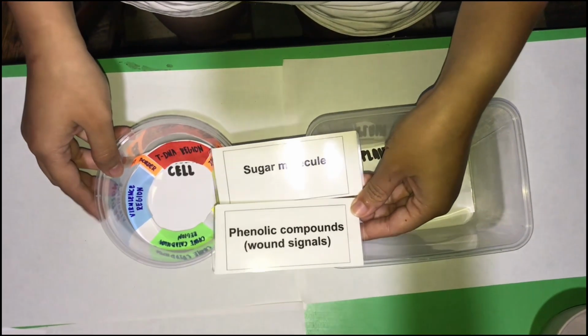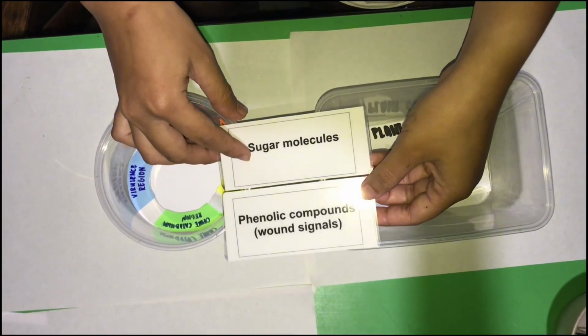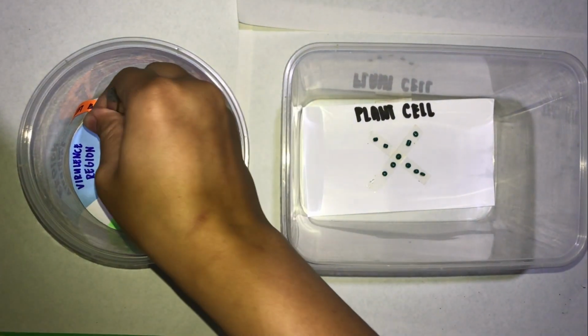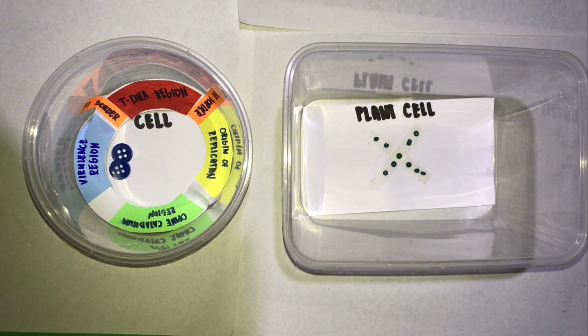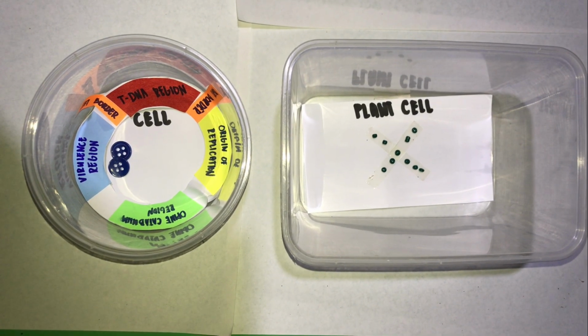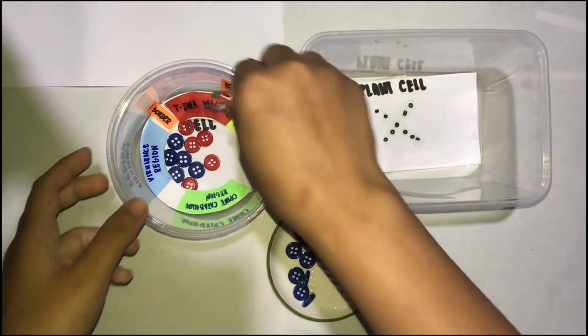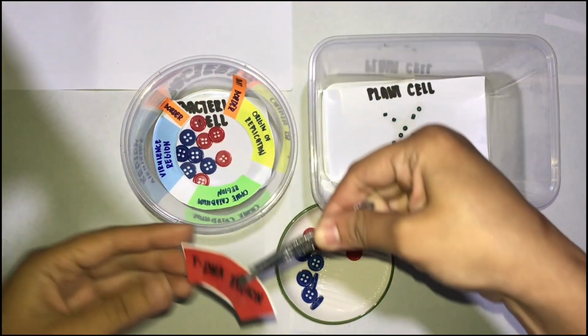We also compared Agrobacterium-mediated transformation with other techniques like gene gun, electroporation, and viral vectors, and learned that Agrobacterium is one of the most efficient and natural methods for gene transfer.